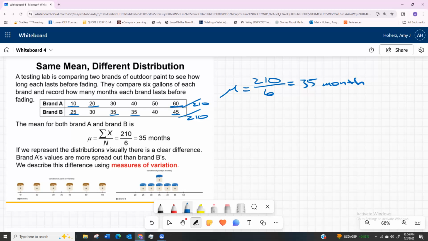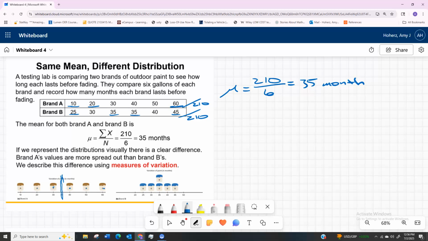So if we look at brand A, they have this kind of visual for us down here. You could see we have a can at 10, a can at 20, a can at 30, a can at 40, a can at 50, a can at 60. And so if you average those, this is all symmetric, the center of that is at 35.